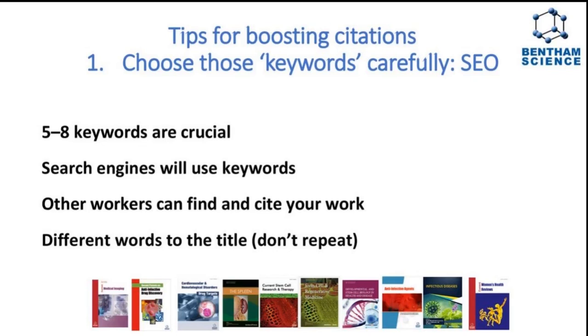And number one top tip for boosting citations is, of course, choosing your keywords carefully. Make sure your articles are SEO'd, search engine optimized. You will be asked by your journal when you make your submission to put in the title, to put in the keywords, and to put in the abstract.